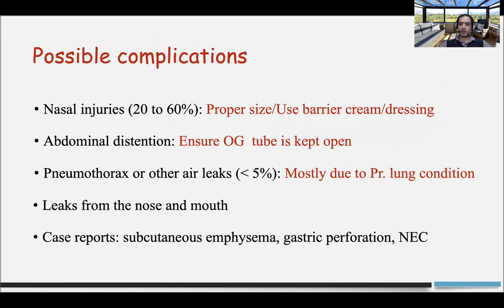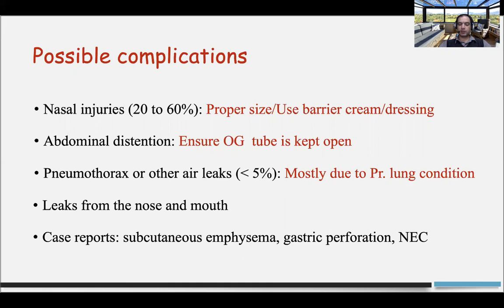The possible complications, as is true for other non-invasive respiratory support, include nasal injuries, which can be seen in 20 to 60% of the babies. This can be largely avoided by good nursing care, use of proper size masks, and use of barrier cream and dressings before application of the interface. Abdominal distension because of aerophagy is possible, and one should always ensure placement of an orogastric tube for any baby who's on any form of respiratory support.